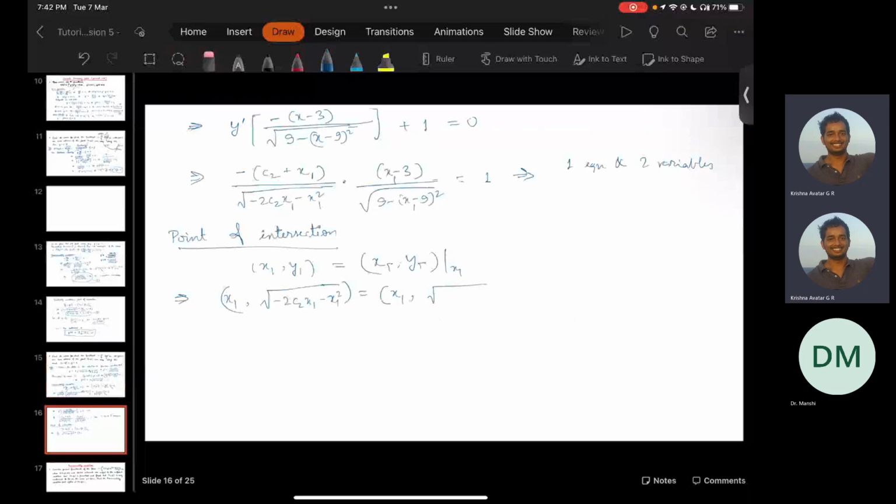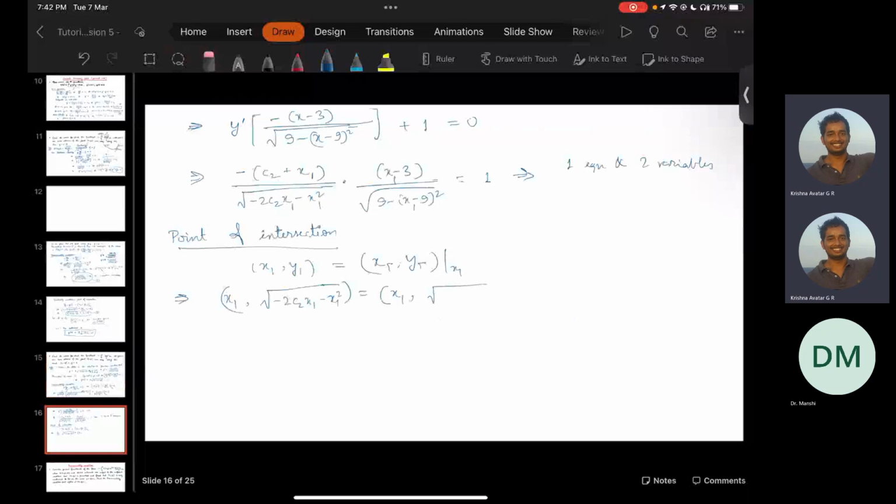And then we equate both the coordinates on both sides. So x1 is already equated. For y, let's equate, and let's also just square it. So we'll have minus 2 c2 x1 minus x1 squared is equal to 9 minus, and we'll expand this also, so it's x1 squared plus 18 x1 and minus 81, right?